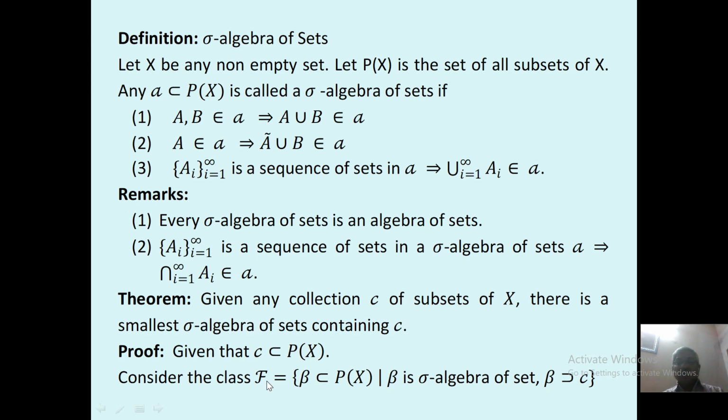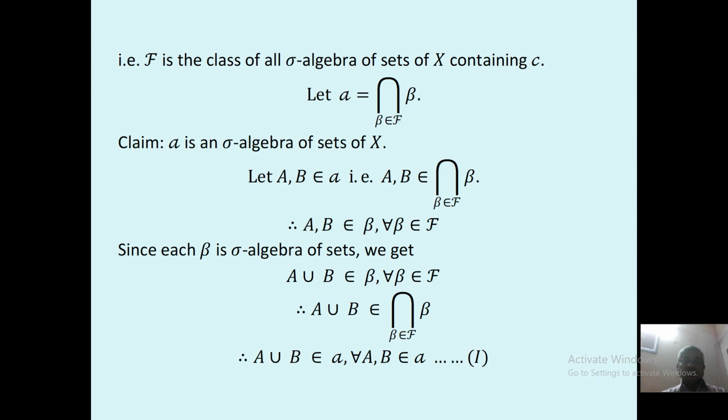તો F પોતે જે મેમ્બર્સ કન્ટેન કરે છે એ શું છે? સિગ્મા અલ્જીબ્રા ઓફ સેટ્સ, અને એ બધા જ મેમ્બર C ને પણ કન્ટેન કરે છે. That is, F is the class of all sigma algebra of sets of X containing C.